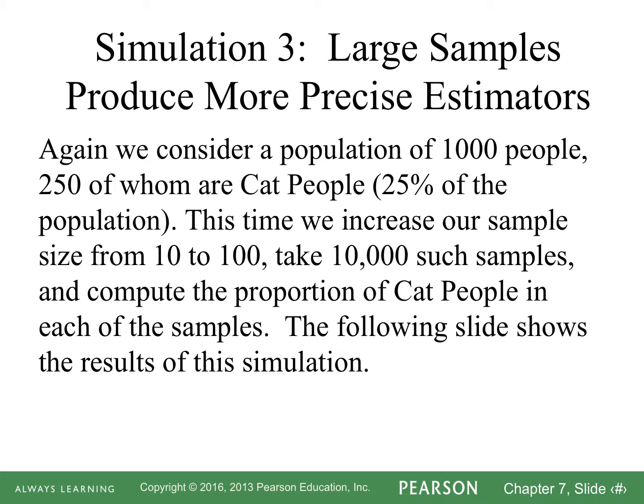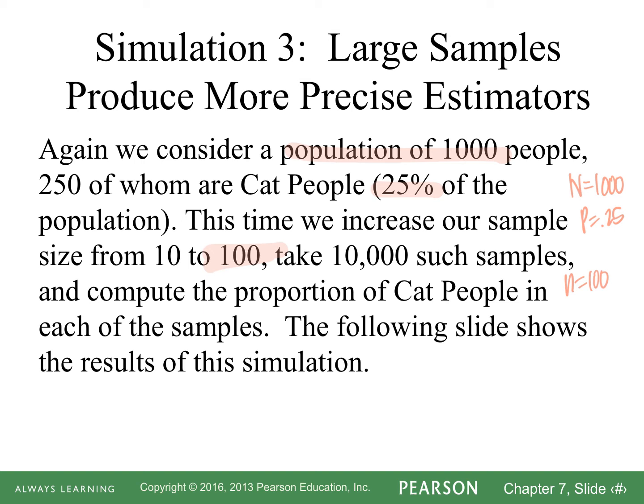Okay, so to make more of a point here, simulation 3: large samples produce more precise estimators, what we just talked about, right? Again, we consider a population of 1,000 people, and we still have p at 25%, but this time we're increasing the sample size. It's not 10, it's now 100. And we're doing this 10,000 times. Compute the proportion of cat people in each of the samples. The following slide shows the results of this simulation.